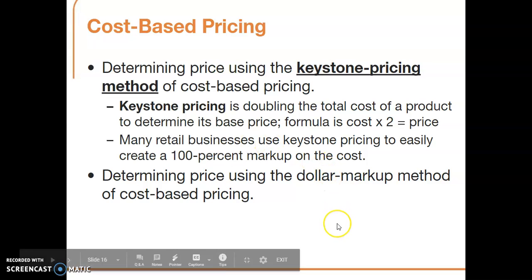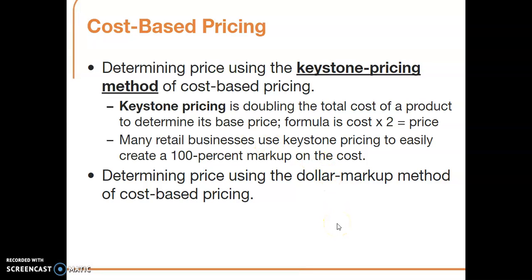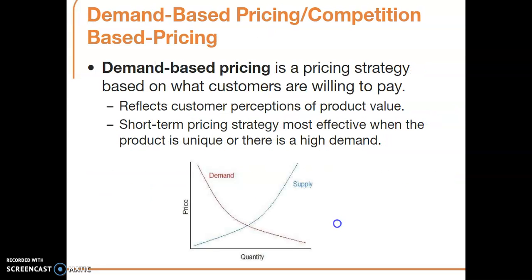And then we have the keystone pricing method, and that is basically just doubling the total cost of the product to determine its base price. So you just take the regular cost and multiply it by 2. Many resale businesses use keystone pricing because it's just an easy 100% markup to the cost.